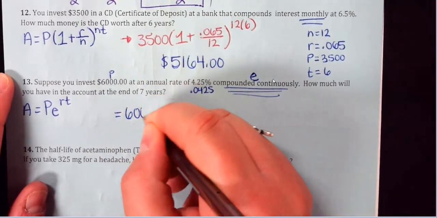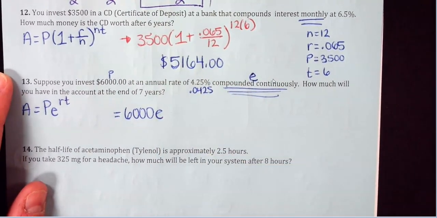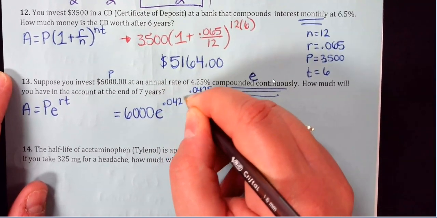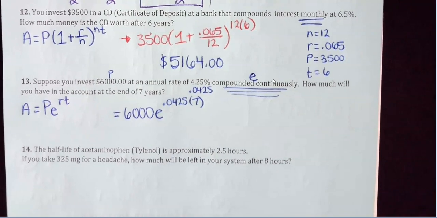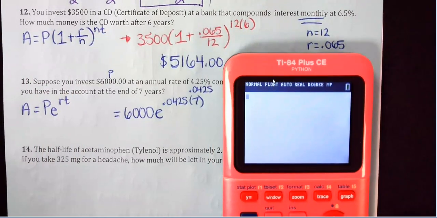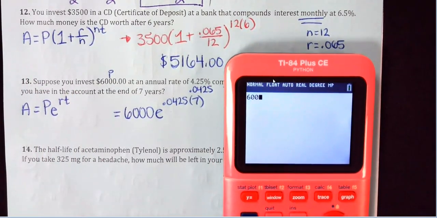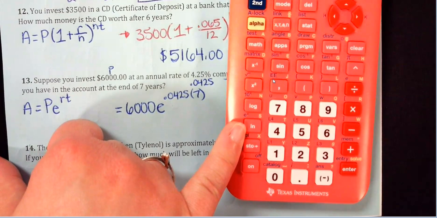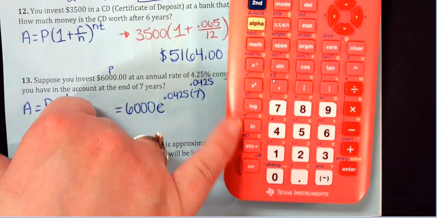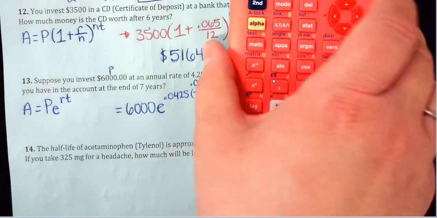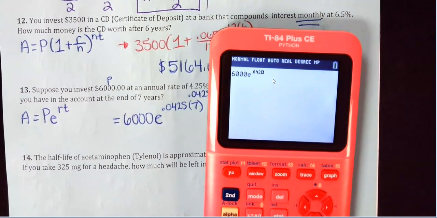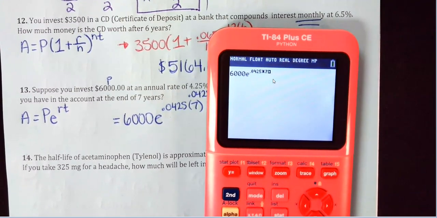All right, so 6,000 e. To get the e button, you're going to hit second and natural log. Your exponent is 0.0425 multiplied by the time, which is 7 years. Now, if you have an 83, I think it automatically will pop up a set of parentheses if you use the e button. I'm going to type 6,000, and it's the second function on the natural log key, whether that's scientific or graphing. It's right next to the 4 key, but I have to hit second natural log to get my e to the x. So I'm going to hit second natural log, and then in my exponent, 0.0425 times 7, and then I'm going to hit equals, and that's going to tell me how much money.